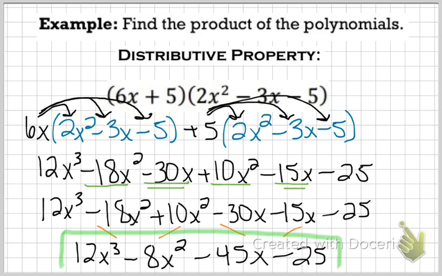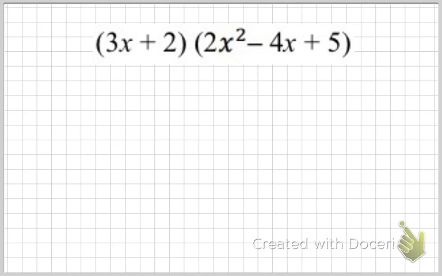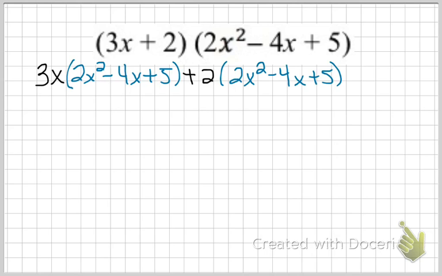So let's try another example. Again, we're going to take this binomial times a trinomial and we're going to use the distributive method, which allows us to break this up into two sections. So 3x times the trinomial, 2x squared minus 4x plus 5. And then we have plus 2 times the same trinomial.